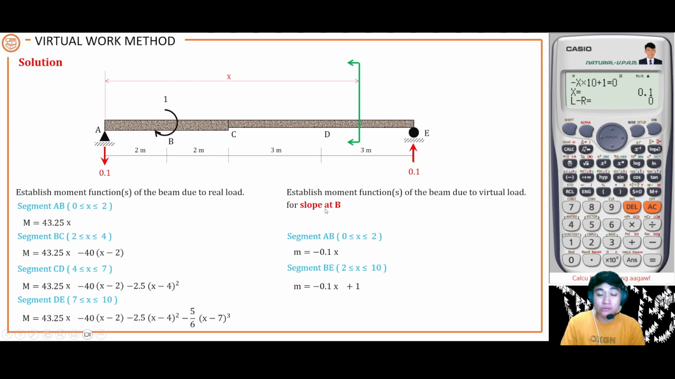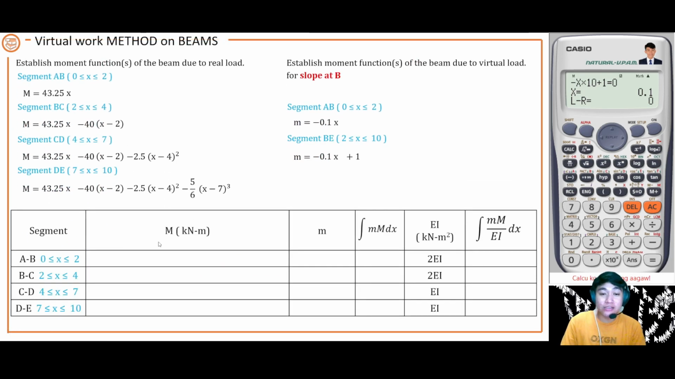1 unit virtual load. So we're now going to tabulate this. This is your table. So question, how many rows do we need here? As you can see here, we have 4 rows since we have 4 segments. We just have to copy that here, then this one, this one, and this one.